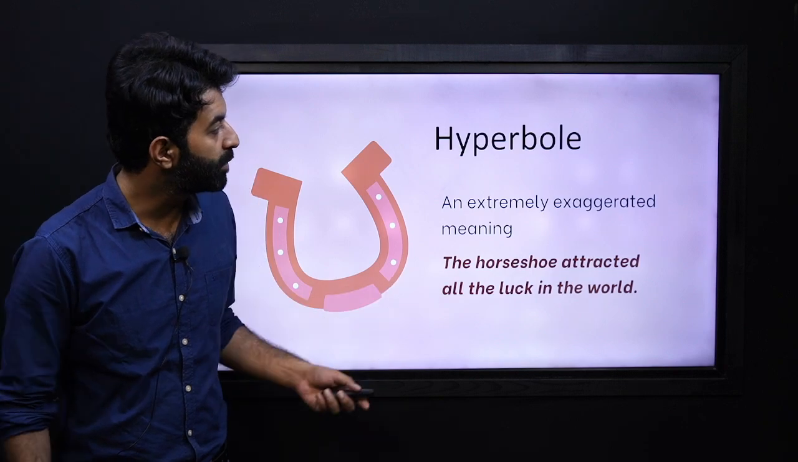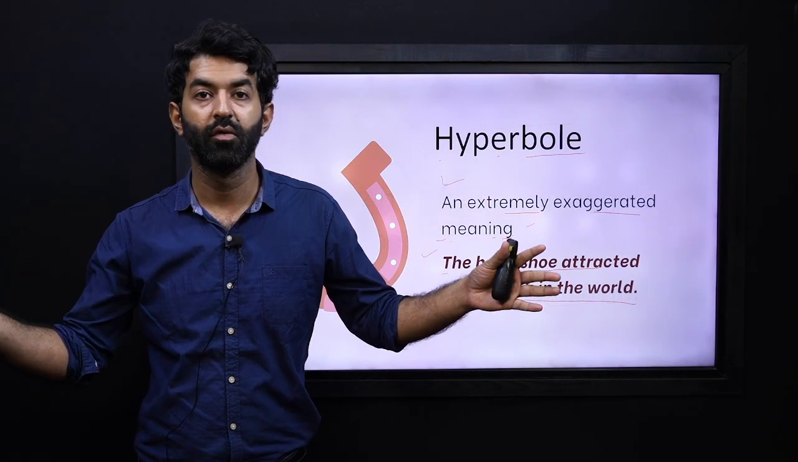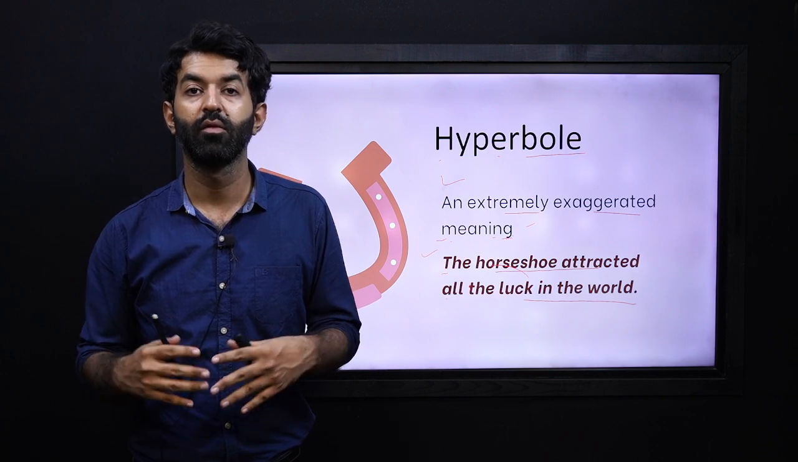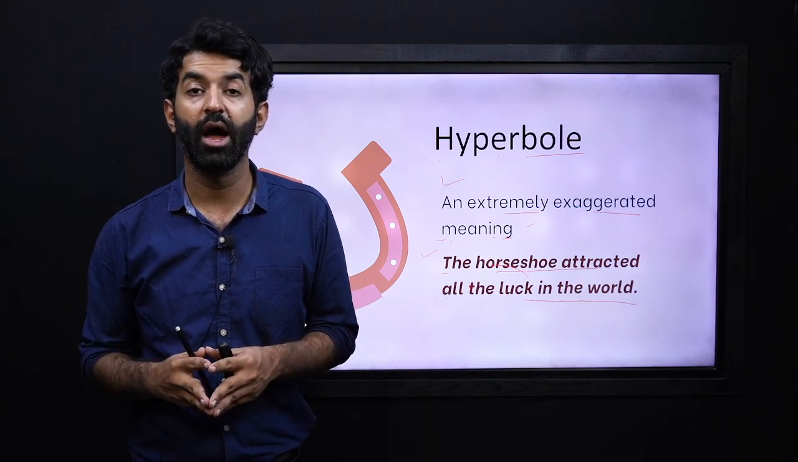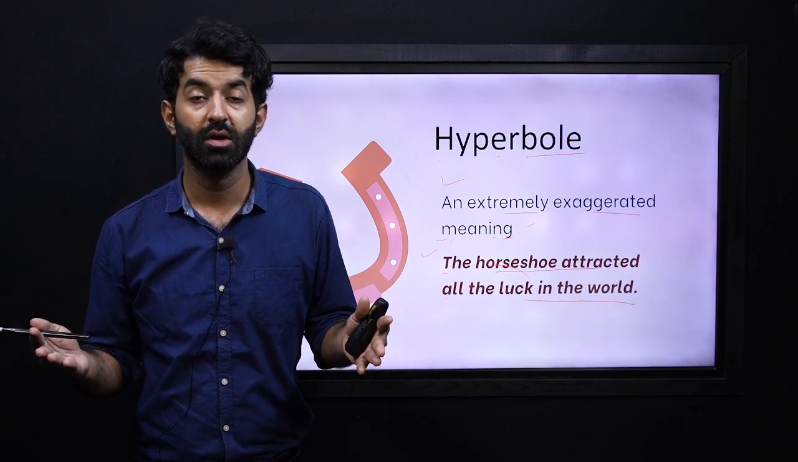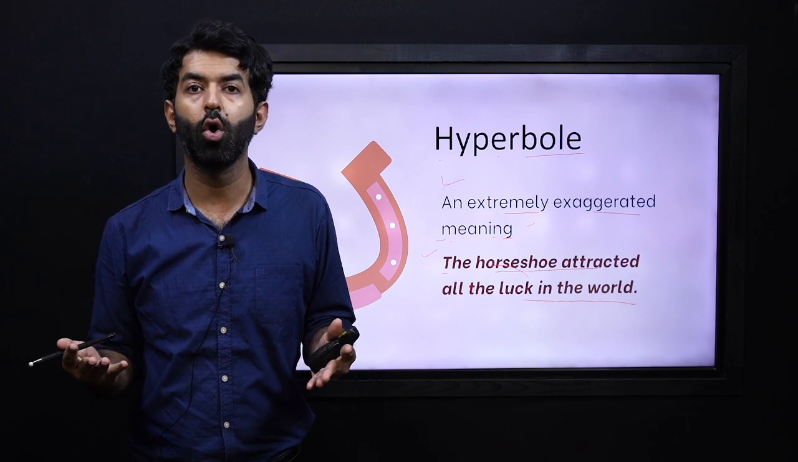Let's talk about hyperbole. This is an extremely exaggerated meaning. It means that we are exaggerating and saying much more than it should be. For example, "The horseshoe attracted all the luck in the world." This is actually a far-fetched thing to say. All the luck, we cannot do it. This is not possible. But if your teacher tells you, "I have told you a million times, I have told you 1,000 times," you know that she or he did not say it 1,000 times or a million times, but this is an example of hyperbole.